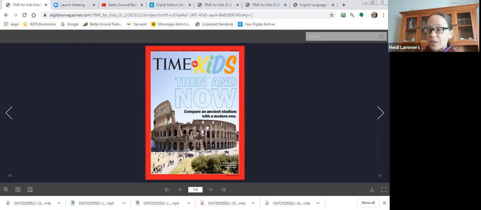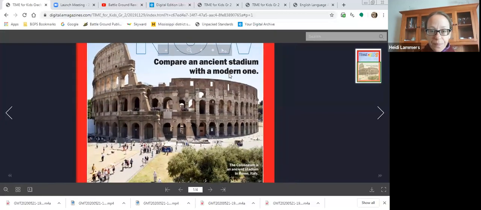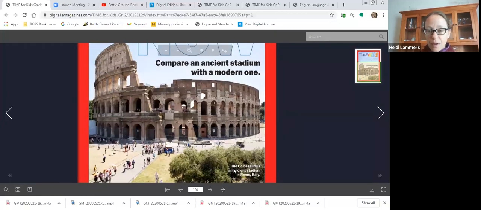It is ancient. I will zoom in and we'll read the caption. It says, "The Colosseum is an ancient stadium in Rome, Italy." So Italy is a country in Europe. It's the country that is shaped like a boot, kind of long and skinny. And Italy is famous for so much.